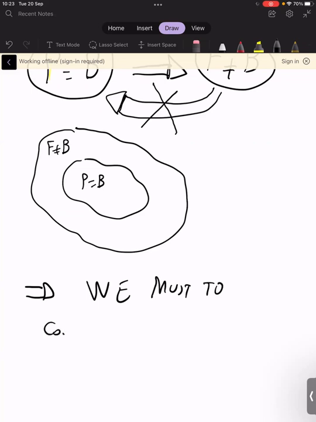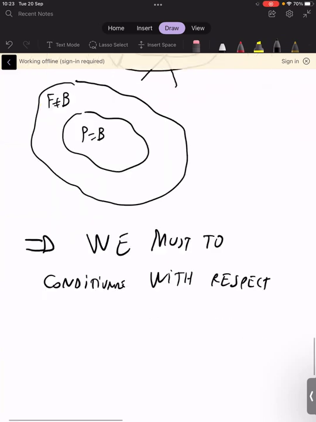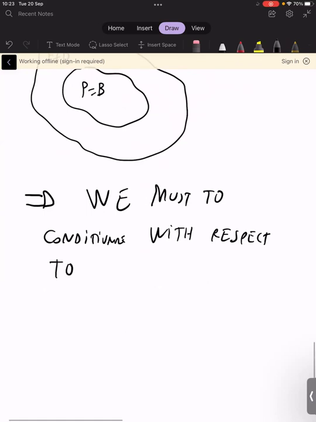To condition with respect to, if not, this can totally change your decision, as here, to the most precise, I will say fine, F-I-N-E, or most precise information.